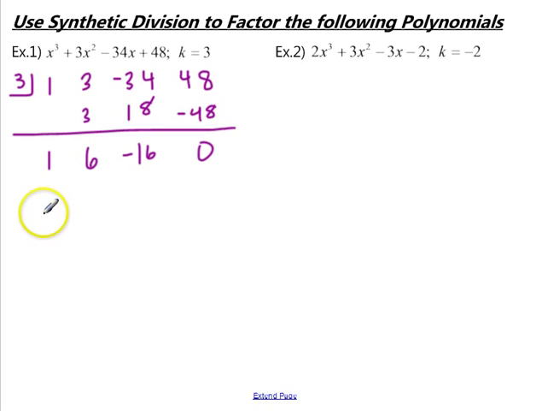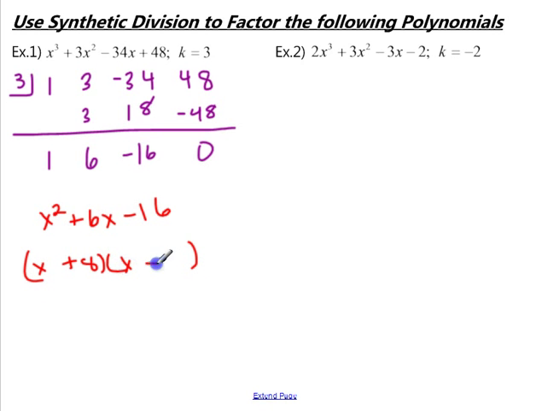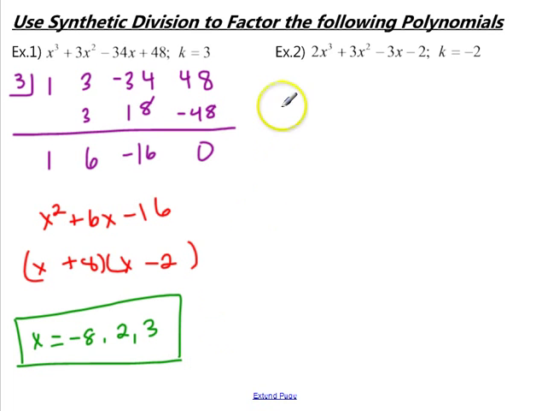So our polynomial is going to be x squared plus 6x minus 16. And we're going to need to factor this one. So when we factor this, we get x plus 8 and then x minus 2. So then the zeros are going to be x equals negative 8, positive 2, and then the one that we were given to begin with, 3. So I want you to go ahead, try example 2, and check back with me when you're finished.